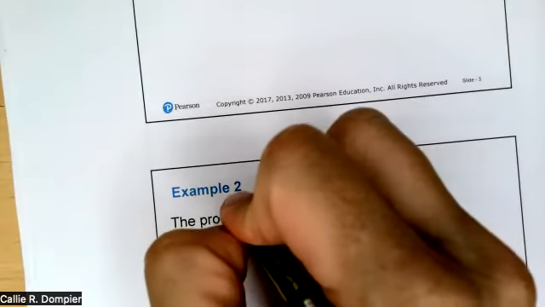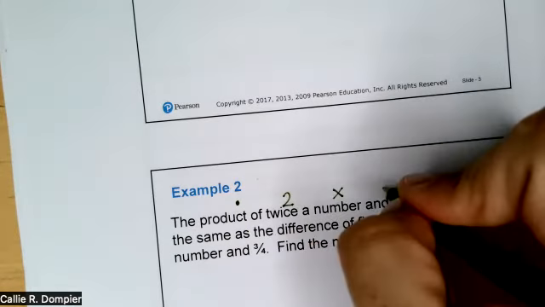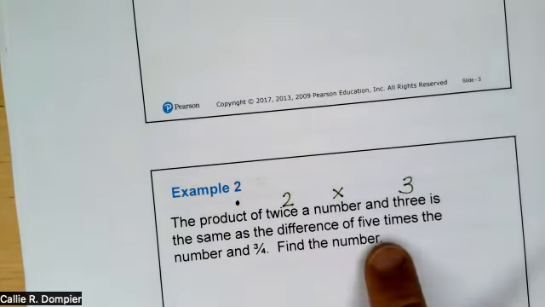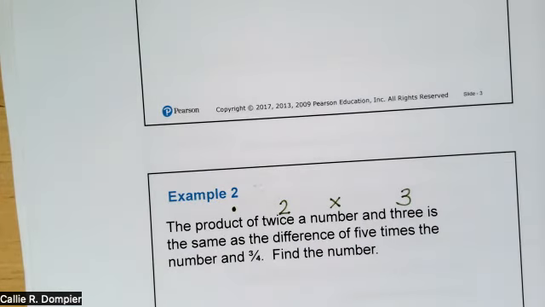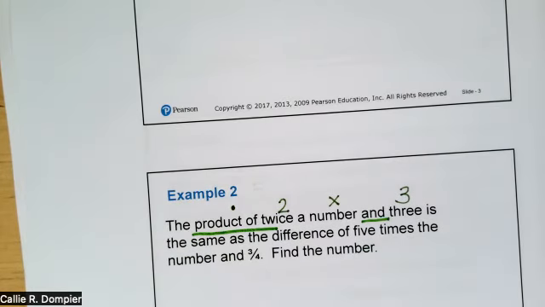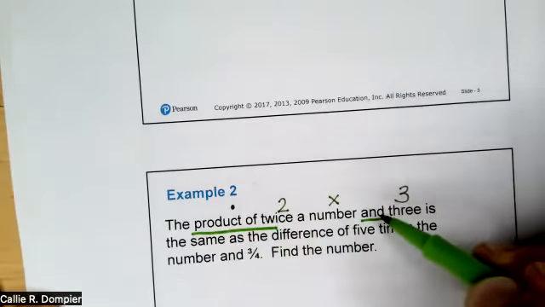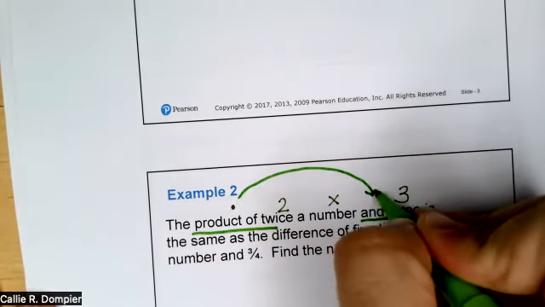The product of means multiply. Twice a number and 3. And usually means plus, right? But we have this whole phrase. I just did blue. The product of, that and goes with the product of, okay? We're taking the product of 2 things. So we're multiplying 2 things. The product of this and this, okay? So that means the product sign goes where the and was.